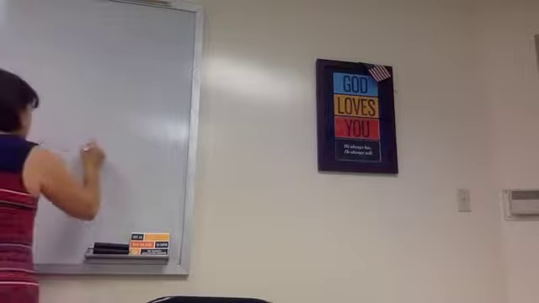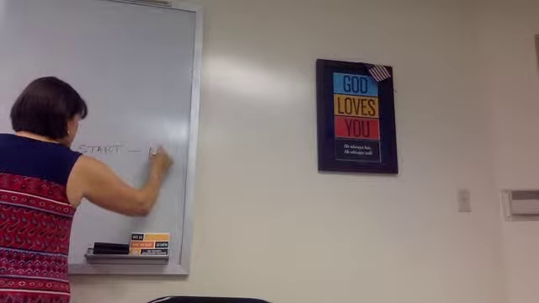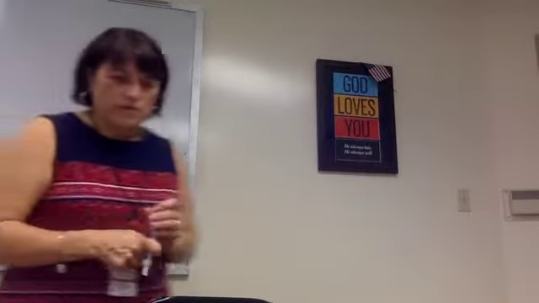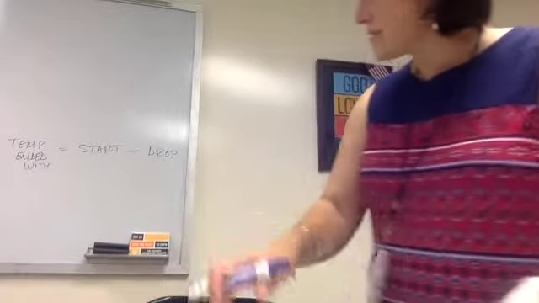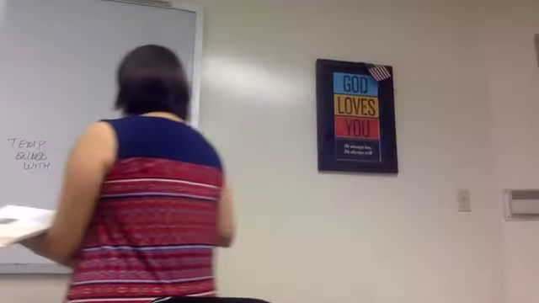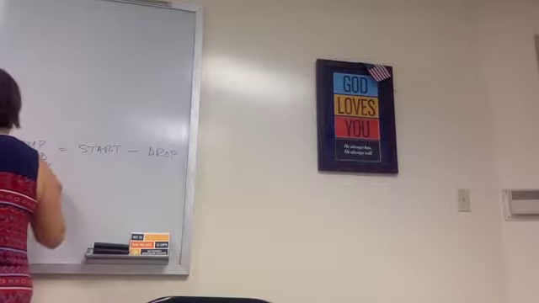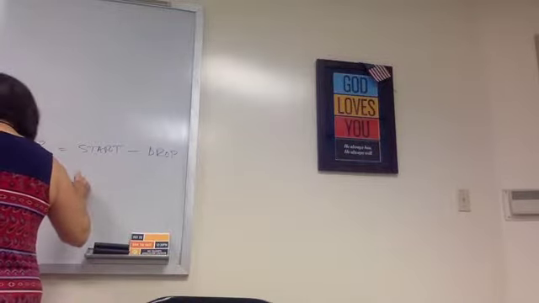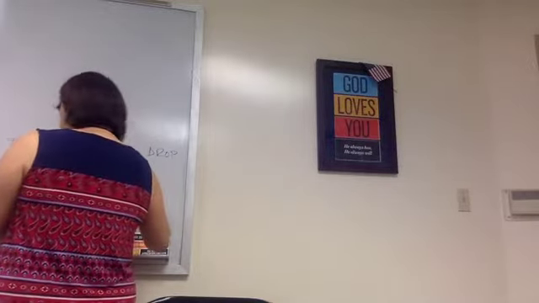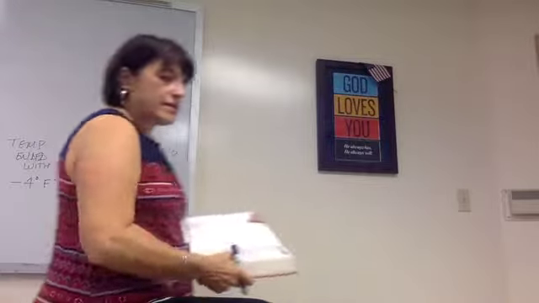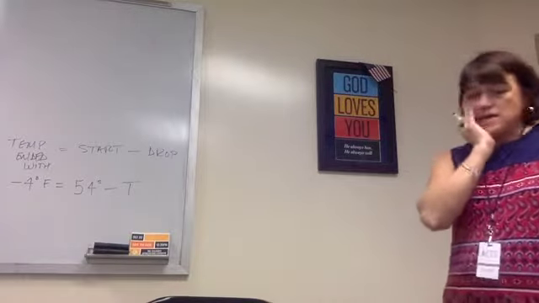It's going to equal the start minus the drop, right? All right, so the temperature you started with was what? Oh, they said the temperature you ended up with. Oh, yeah, that's right. The temperature you ended up with is what? Negative 4 degrees Fahrenheit. And the start was 54 degrees. And we'll say minus, and they're using T here, that's fine for temperature. Okay, all right, so we're going to solve this and figure out what we got here.